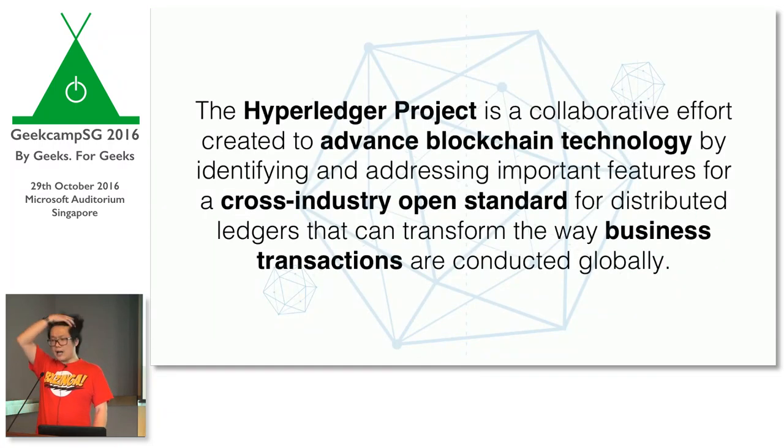So the HyperLedger has changed. The HyperLedger project has changed a lot over the past 1 year, actually about 9 months now. It was announced in the beginning of the year, and it's changed quite a bit. It is meant to be a collaborative effort to advance the blockchain technologies with a cross-standard industry open standard, right, to transform business transactions. So the key point is actually business processes and transactions. It's not just about money, it's not just about bitcoins, it's about processes.